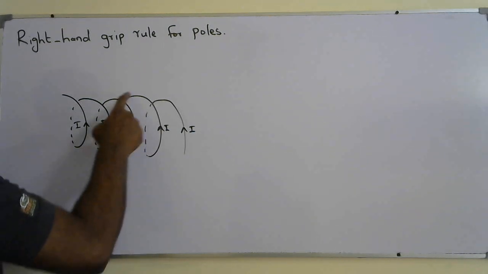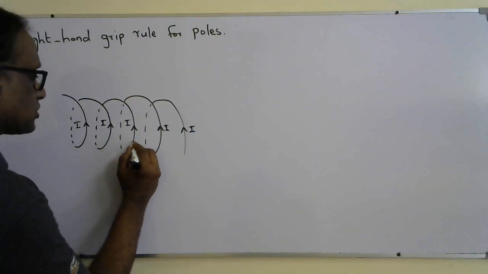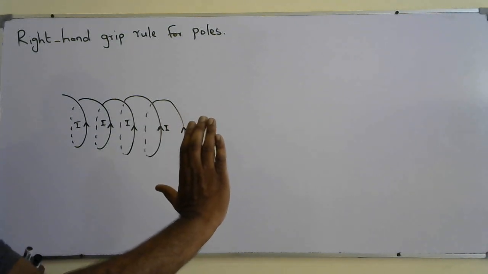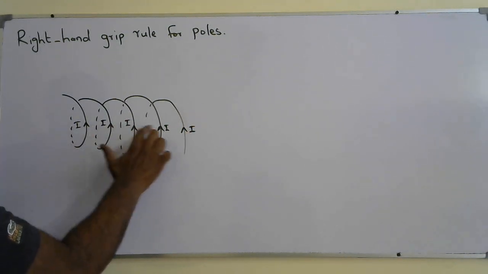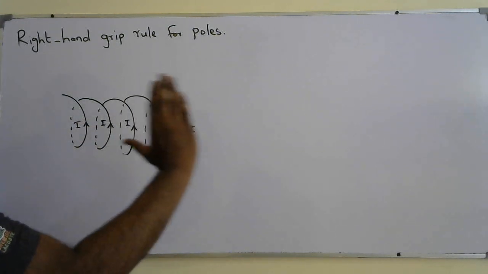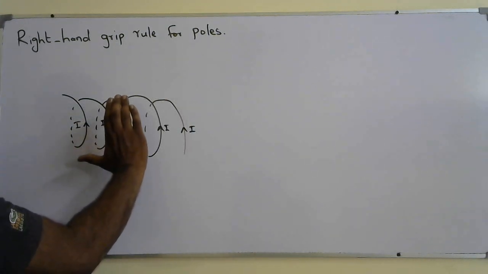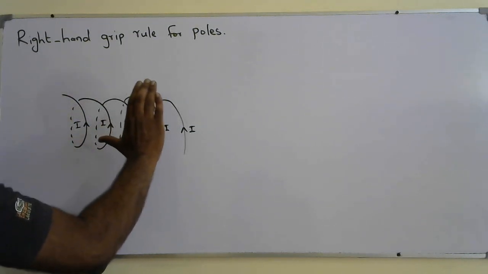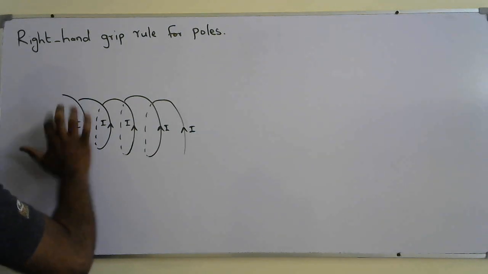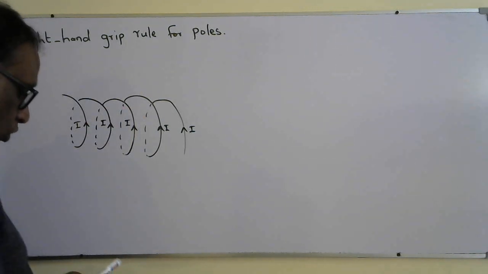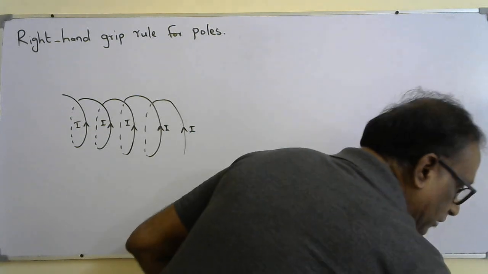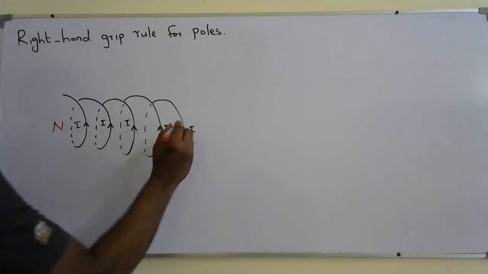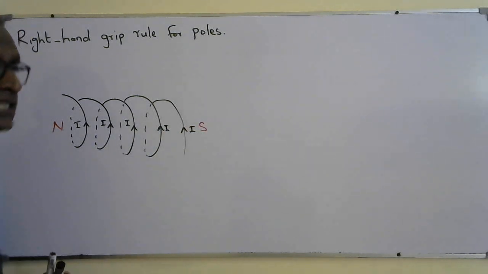So current is flowing in this direction, upward direction on the solenoid, on the side which is closer to you. So keep the right hand like this. The arrow of the direction of the current is upward, so four fingers should fall in that direction. Thumb indicates this way. That means the thumb indicates the north pole. This end will become north pole. So the left end will become north pole, and the other end, the right end, will become south pole.